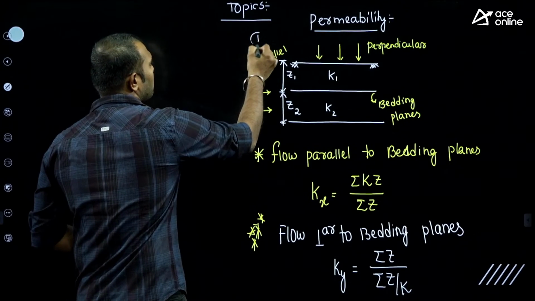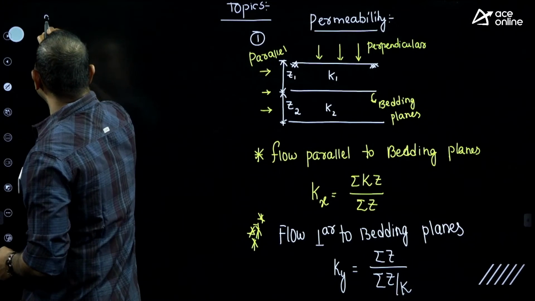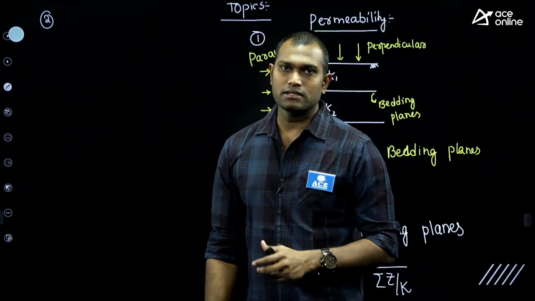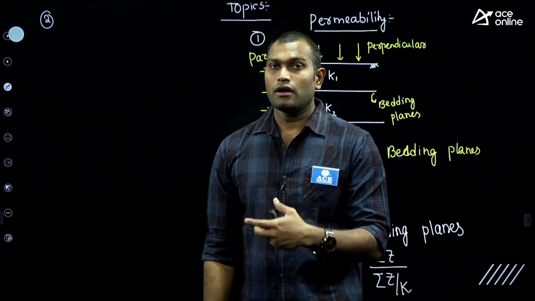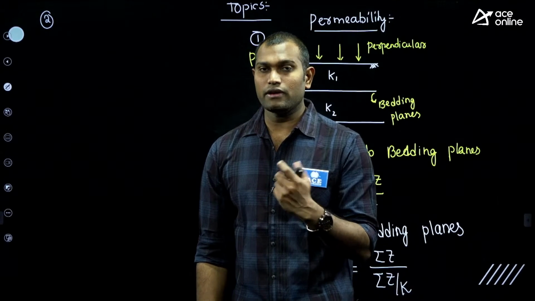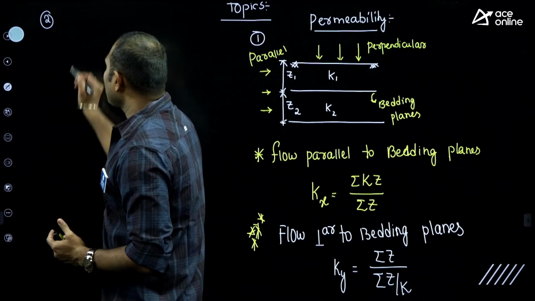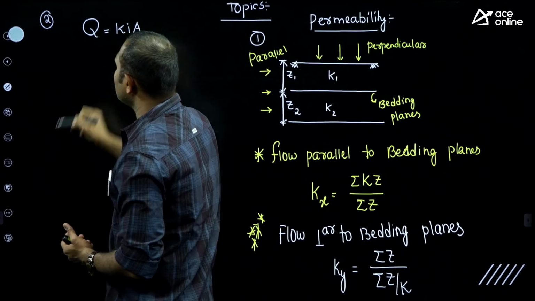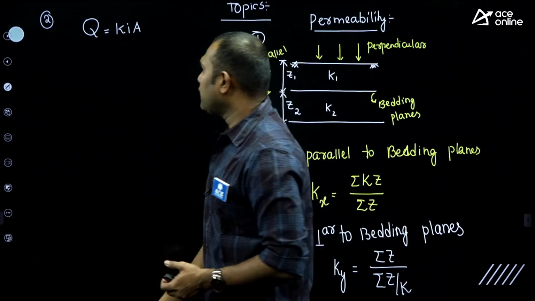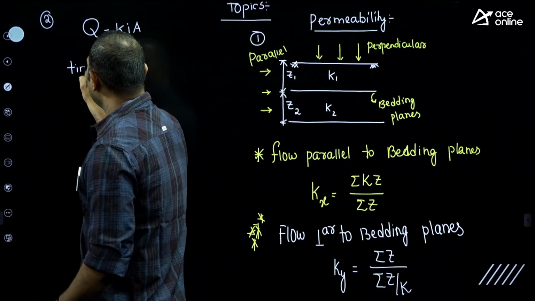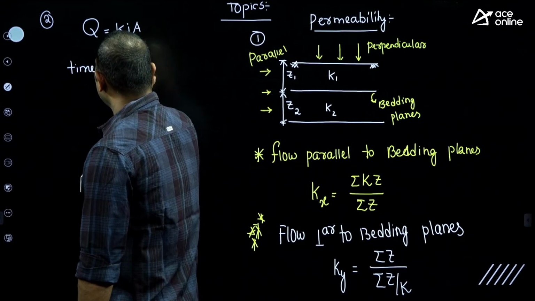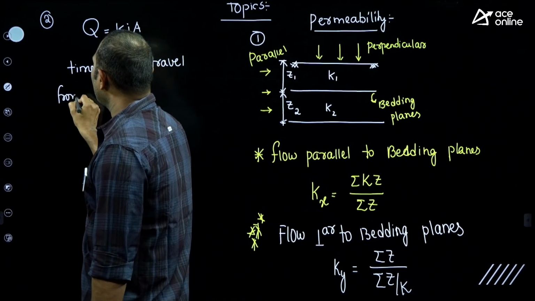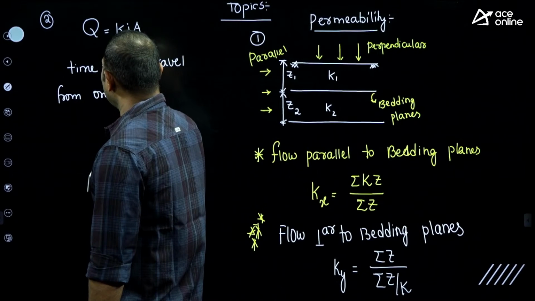Topic number 1. And the second topic is how to find out the flow rate passing through a soil mass, and the time required for travel. So the second one is they can ask you to find out the flow rate passing through the soil, which is nothing but Q = kiA, and the time required to travel from one point to another.